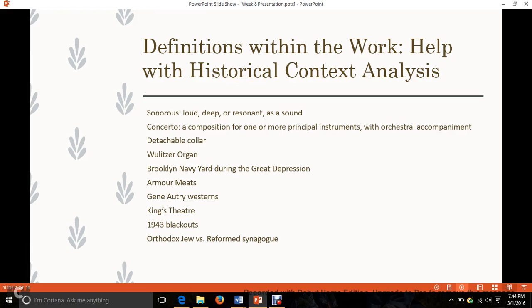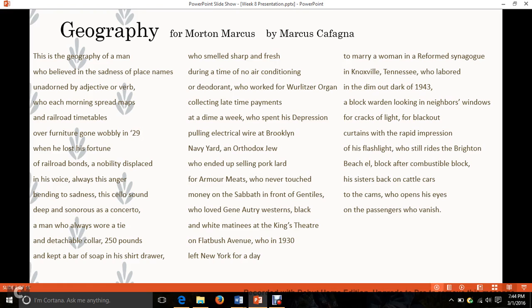The first one is sonorous, and this means a loud, deep, or resonant sound. This was associated with that line. I really enjoy this line. It says, always this anger bending to sadness, this cello sound deep and sonorous as a concerto. And I really just love that line and that imagery. It may be because I have a music background, I don't know, but I just think the idea of how your voice can encompass anger and sadness at the same time connects so well with the cello.